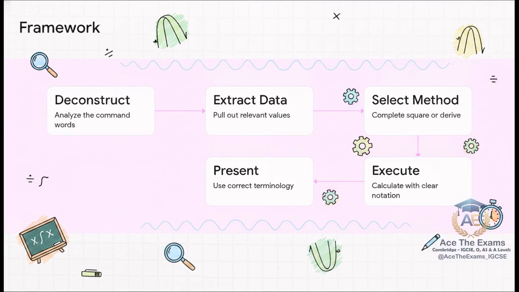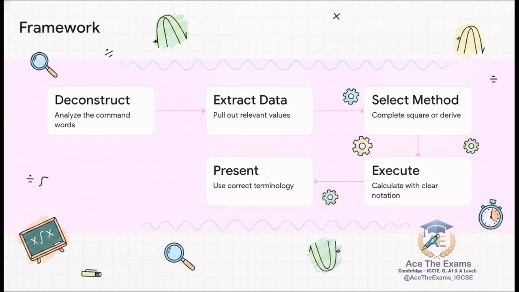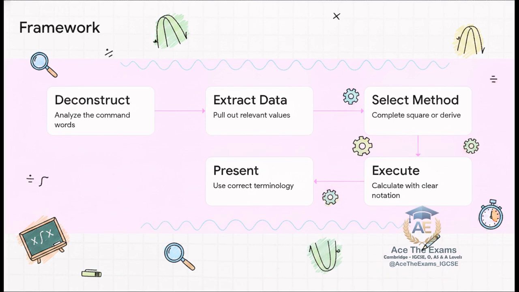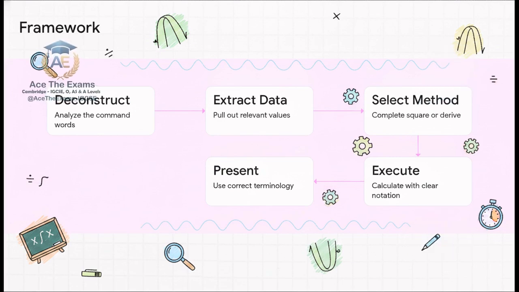Step 1, deconstruct the question. Like, what are the actual command words here? Step 2, extract the relevant data. Step 3, select your analytical framework. Are you completing the square to find that vertex, or taking the first derivative, setting it to 0, and testing its nature with the second derivative? Make a firm choice. Step 4, execute with super clear notation. And Step 5, present it all with correct terminology. By chunking the problem like this, you basically delete panic from the equation altogether.